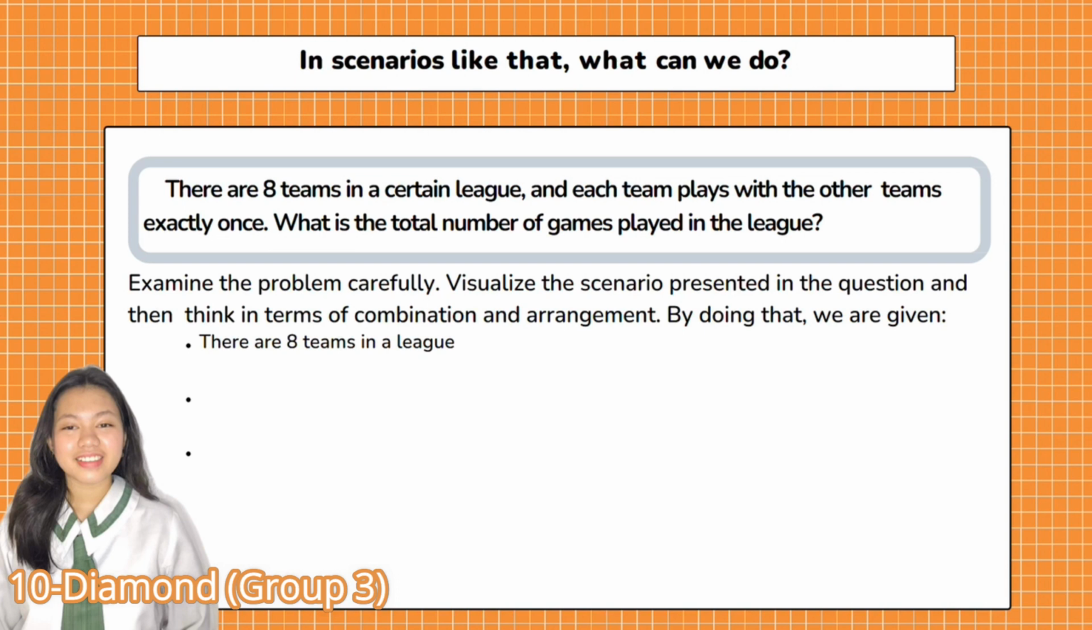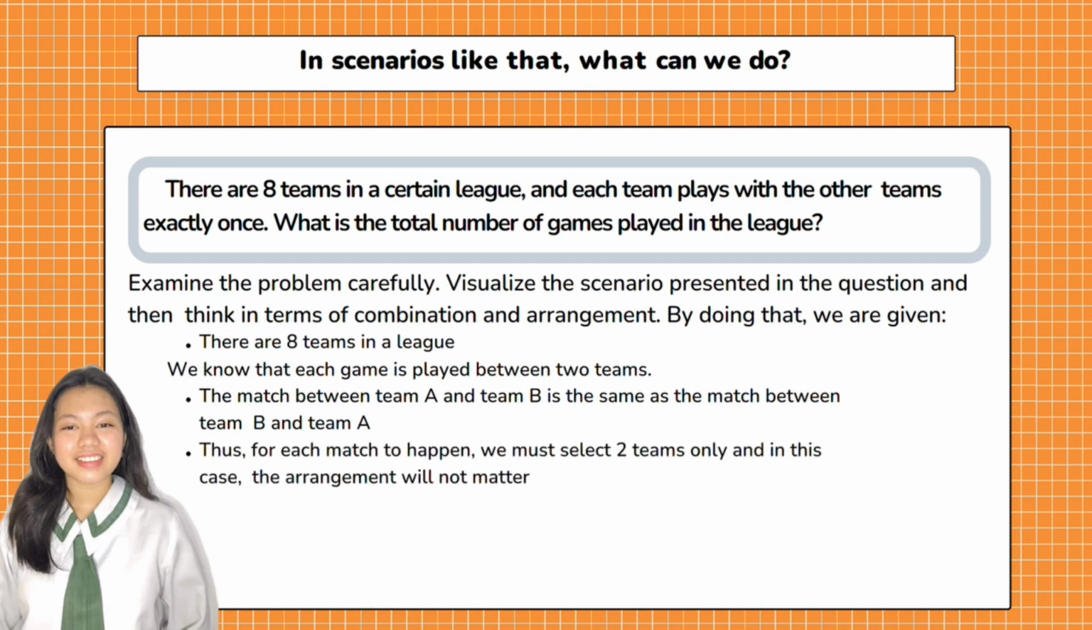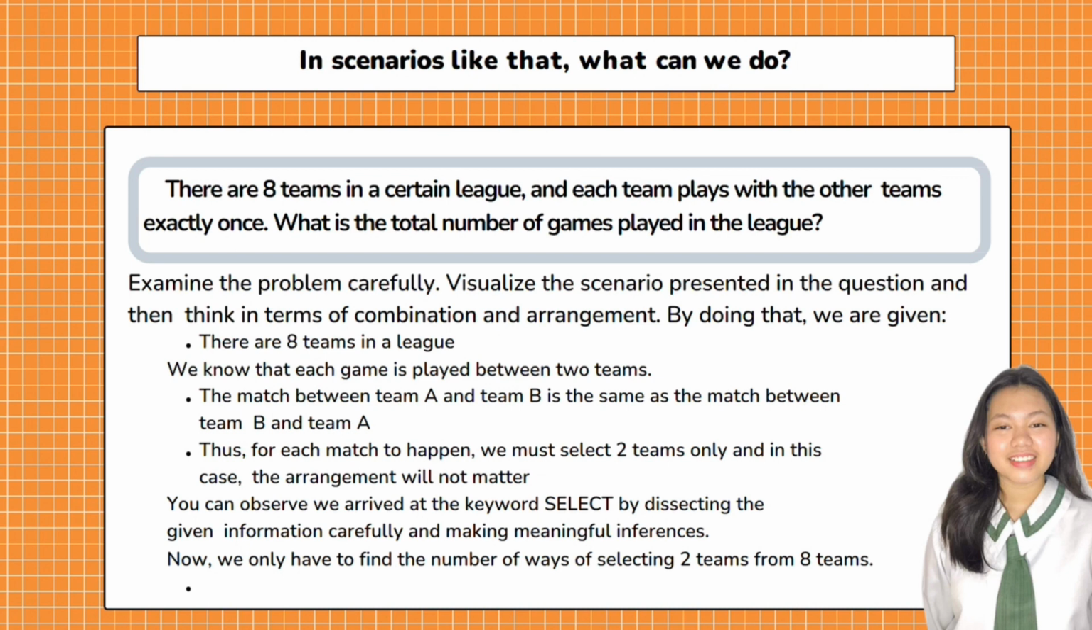There are 8 teams in a league. We know that each game is played between 2 teams. The match between Team A and Team B is the same as the match between Team B and Team A. Thus, for each match to happen, we must select 2 teams only, and in this case, the arrangement will not matter. You can observe we arrive at the keyword select by dissecting the given information carefully and making meaningful inferences. Now, we only have to find the number of ways of selecting 2 teams from 8 teams. Hence, the total number of games played is equal to 8C2, which is equal to 28 matches.